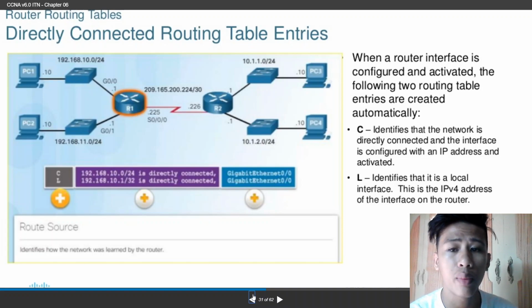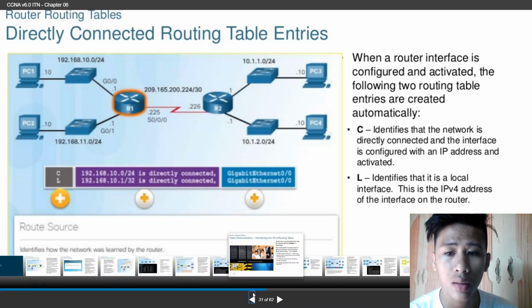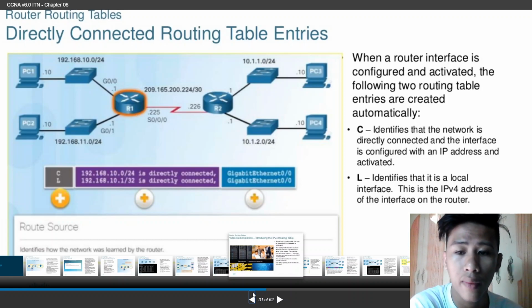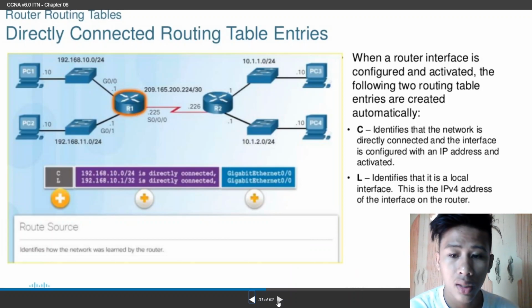Directly connected routing table entries are marked C or L. The C identifies the connected network and the interface it is configured on, and the L identifies the local interface.